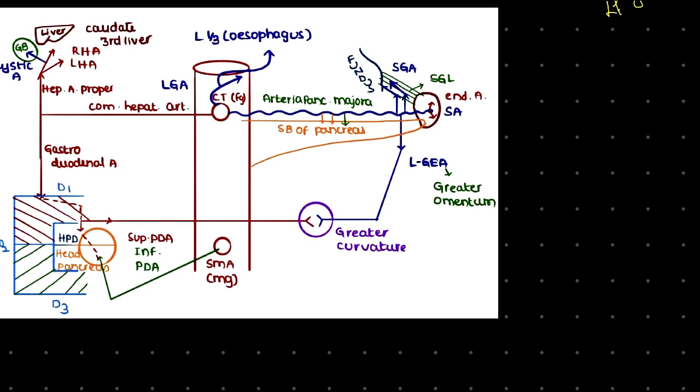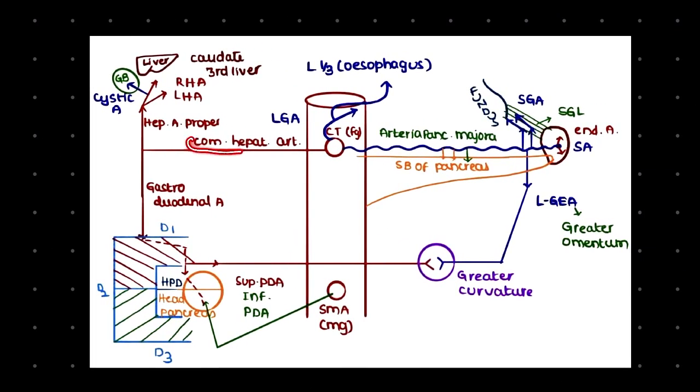So moving further, we have another branch, and that is the common hepatic artery. We said that the common hepatic artery will be divided into two parts. The one going above is the hepatic artery proper, and the one below is the gastroduodenal artery. Hepatic artery proper has two branches, the right hepatic artery and the left hepatic artery. The right hepatic artery has one branch supplying the gallbladder, and the name of the branch is the cystic artery.